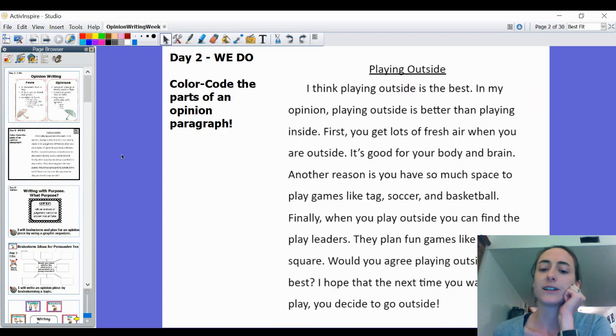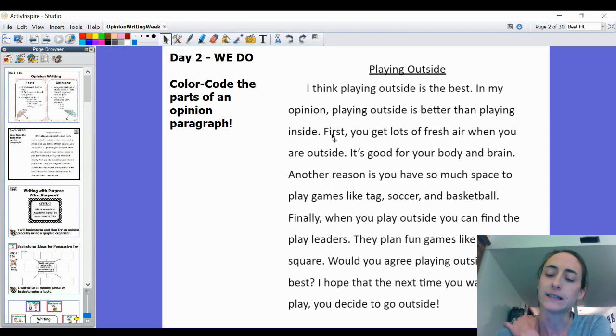Okay, so here's our example that we talked about. So we said, I think playing outside is the best. We looked at this in class before we left school, and we were really looking at how it starts with an opinion, right? Right here, I think playing outside is the best. In my opinion, playing outside is better than playing inside.